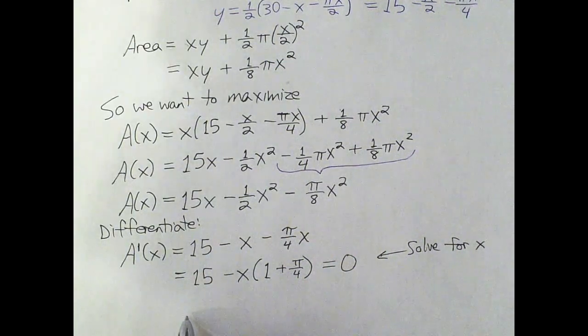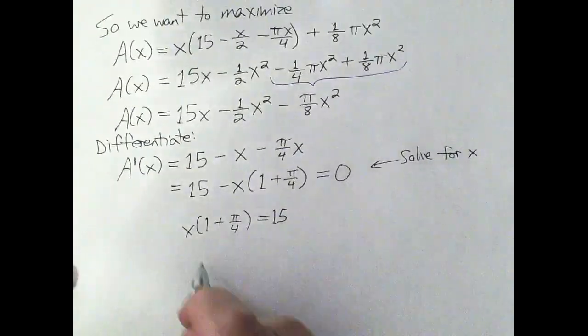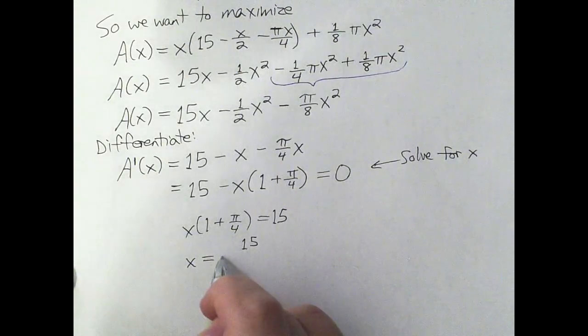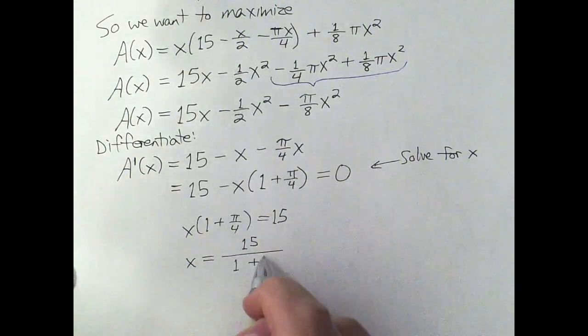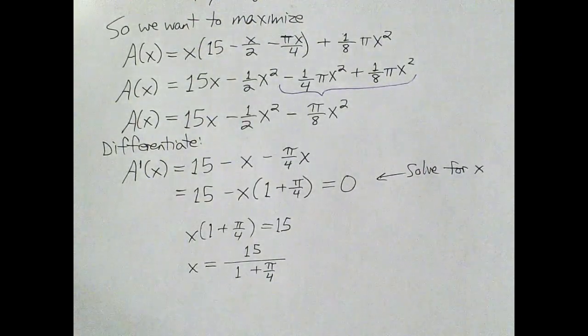So maybe you rearrange it and you get x times 1 plus pi over 4 equals 15. And then you say, oh, I'm just going to divide both sides by that part that's in parentheses. So you get 15 over 1 plus pi over 4. It seems like in a lot of these problems, we're only finding one critical point, and that one critical point seems like it usually winds up being the correct answer. And that's probably what's going to happen here, but we should still check.